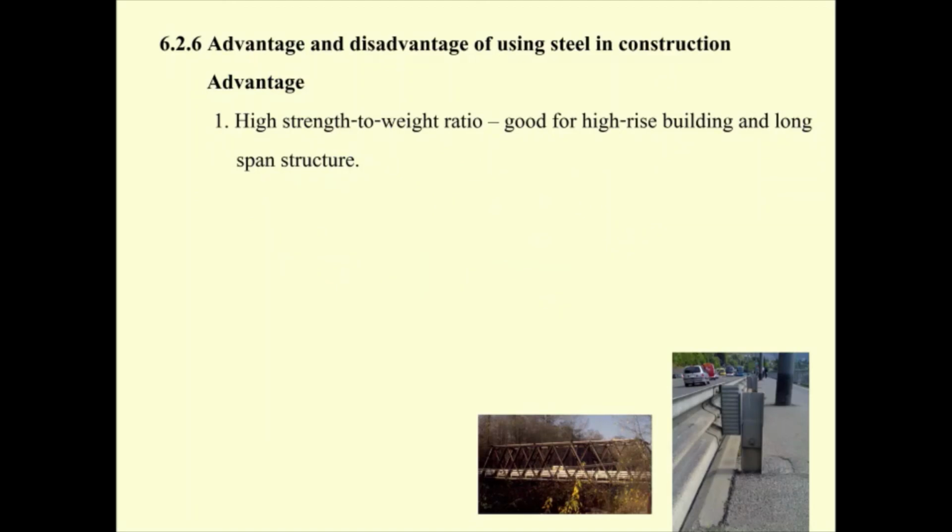What are the advantages and disadvantages of using steel in construction? The advantage: steel has a high strength-to-weight ratio, so it can be used in high-rise buildings and long-span structures. For example, this bridge, the span here is very large. If you put this into concrete, you may see it is going to be a different type of thing.